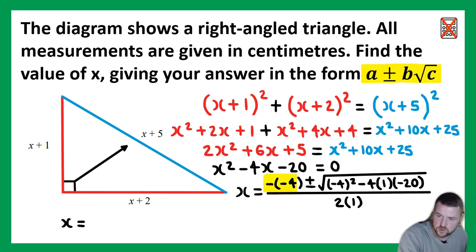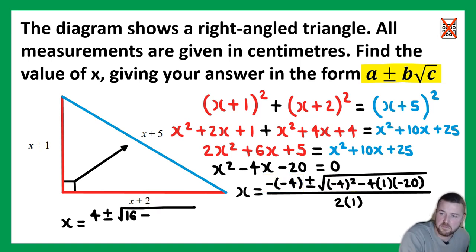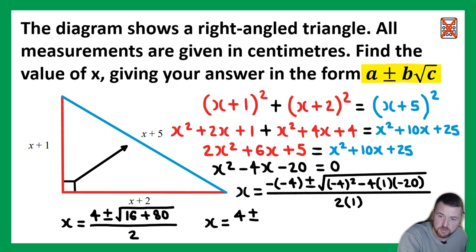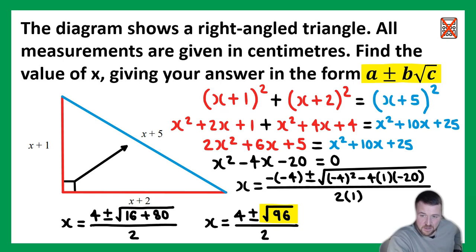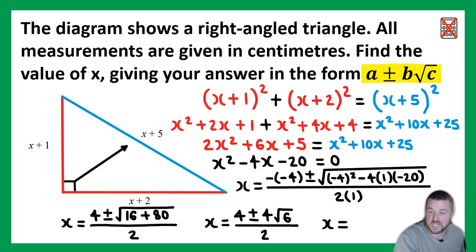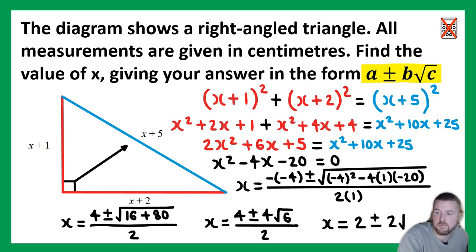Simplifying, x is equal to, this part would be positive 4, plus or minus the square root of 16, minus 4 lots of 1, multiplied by negative 20, which would be positive 80, divided by 2. Simplifying further, x would be equal to 4 plus or minus the square root of 96 over 2. Root 96 is a surd that will simplify to give us 4 root 6, and dividing through by 2 gives me a final solution for x of 2 plus or minus 2 root 6. Therefore a is equal to 2, b is equal to 2, and c would be equal to 6.